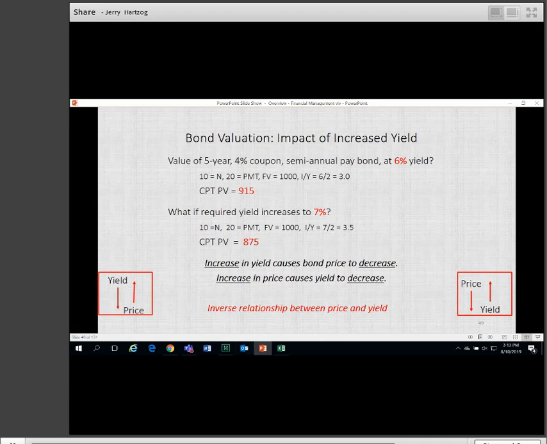Very important, there is an inverse relationship between price and yield. If we reduce the yield, the price goes up. If we reduce the price, the yield goes up. It's always an inverse relationship between the two. That's very important, and that'll keep arising in different ways throughout this course. Always this inverse relationship between price and yield.